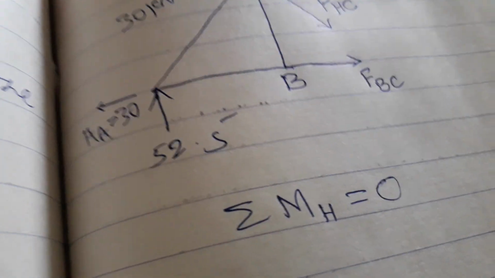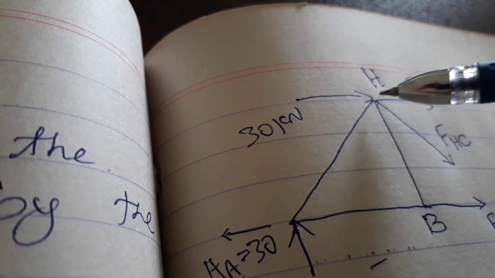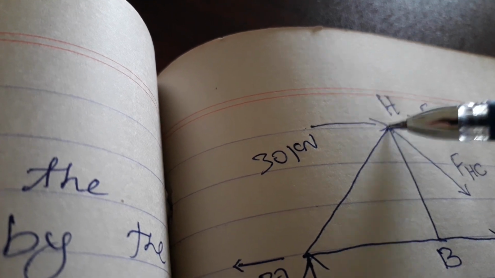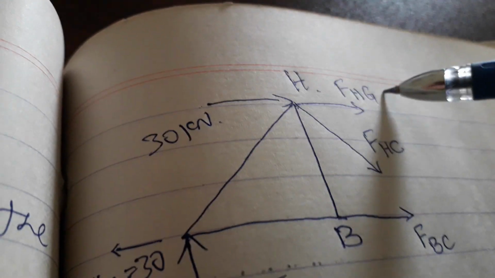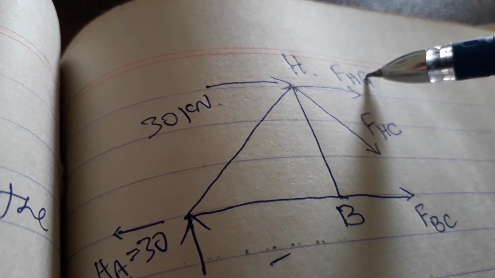Now we will take moments at H. So moment at H, you can see here this 30 kilonewton, the line of action of this force is passing through H, so this will make 0. FHG, the line of action passes through the joint H, so this will make 0.